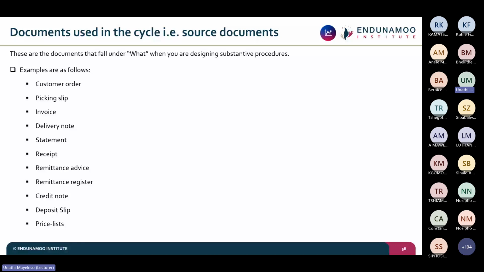And then you have price lists so that you know how much things cost. But if you think about it in today's technological age, you can see the prices of the things that you want to buy on the website.